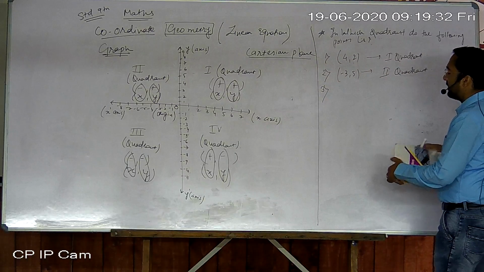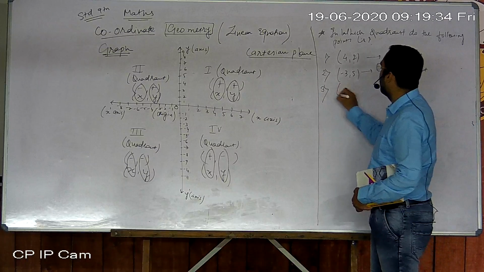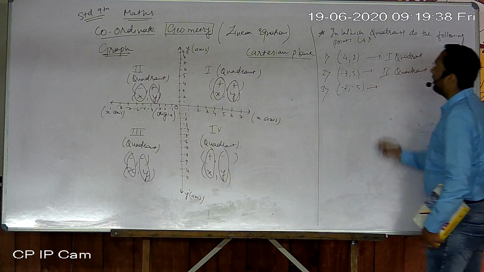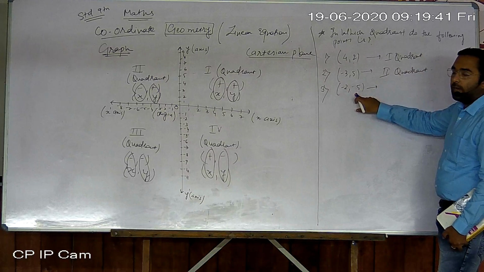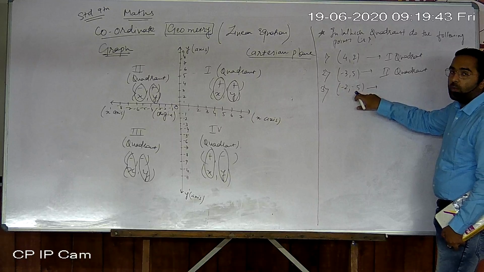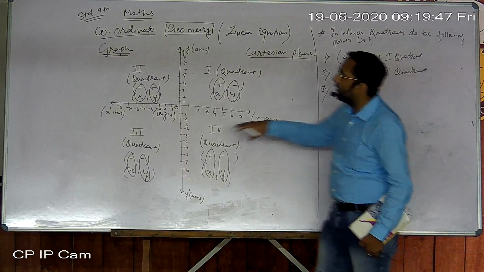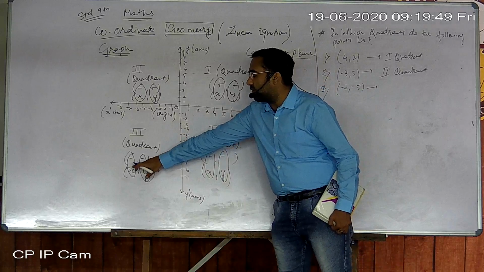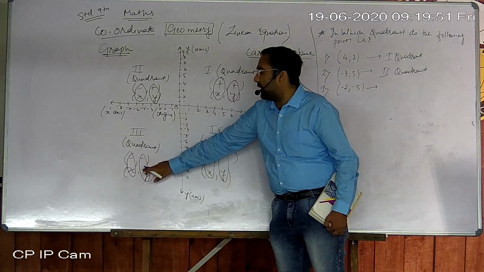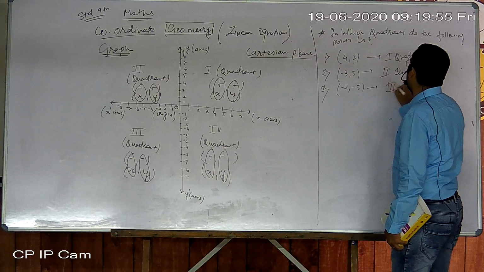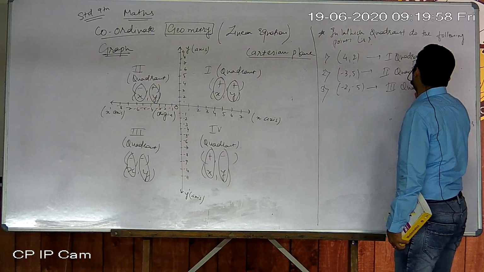Third is minus 2 comma minus 5. Both of them are negative, x and y both are negative, so they lie in the third quadrant.